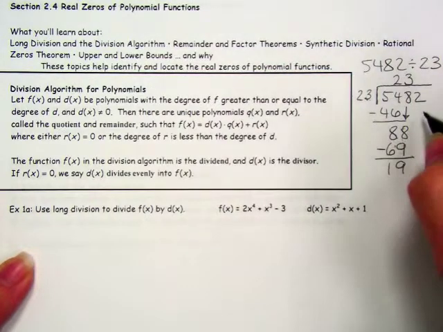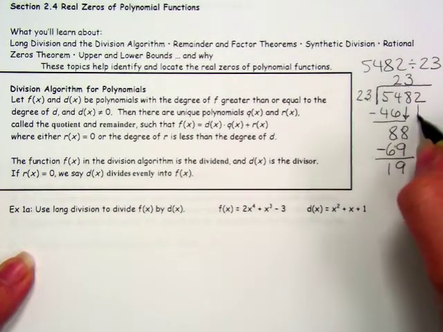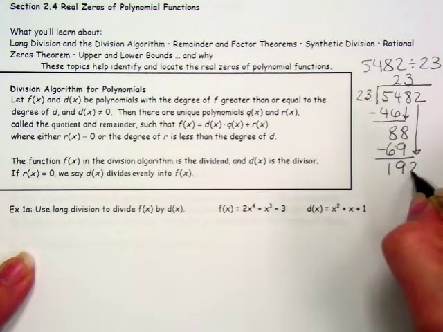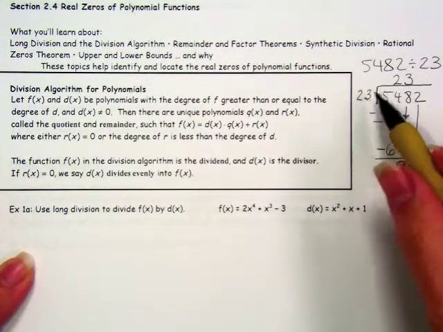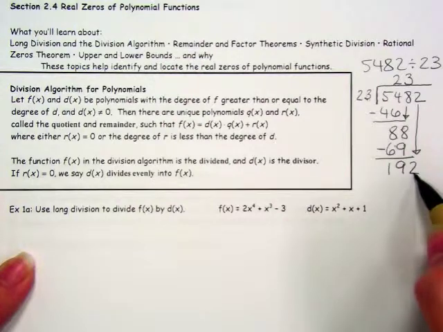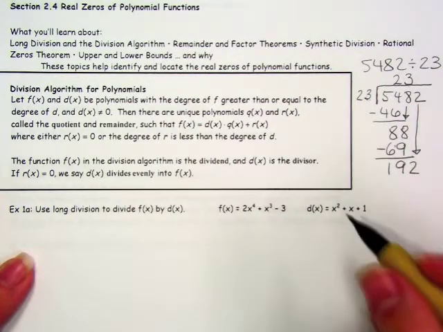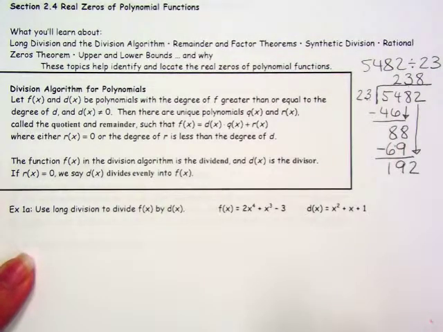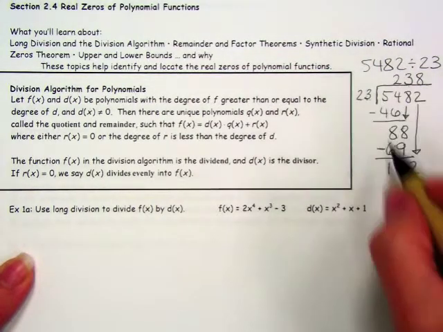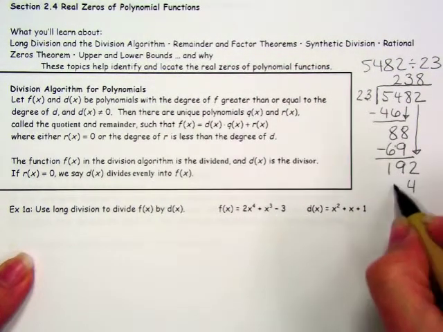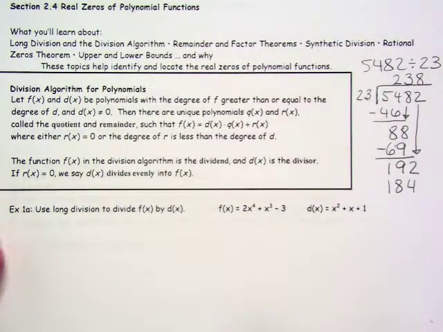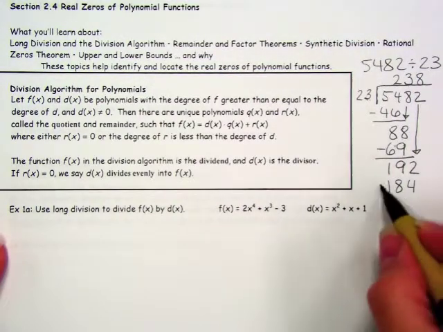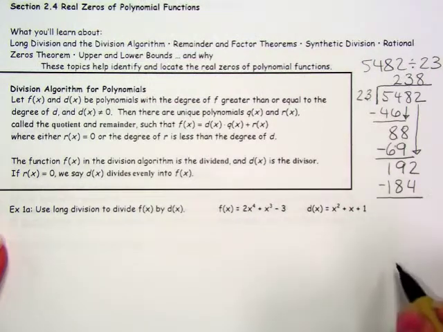Then 23 doesn't go into 19, so we bring down the next digit. We bring down the 2. And we say, how many times does 23 go into 192? Okay, we might have to do a little thinking on that. We do come up with the fact it goes in 8 times. And so 8 times 23 is 184. And we subtract. When we subtract, we get 8.